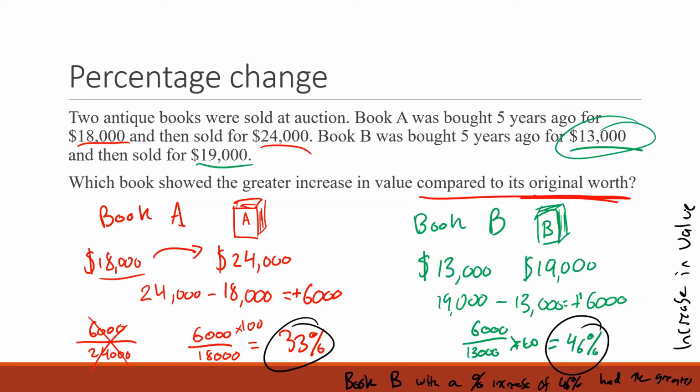What I find interesting about this question is that both books increased by $6,000. But because book B is a cheaper book that increased by $6,000, that's why it's the better percentage increase. And that's how we sometimes measure profit. We want to know, how much do we invest and how much do we get back out?